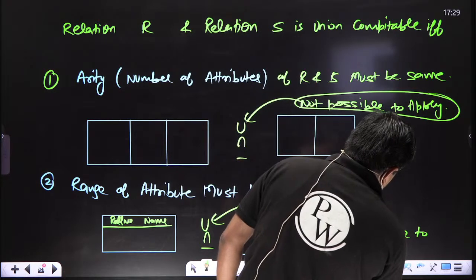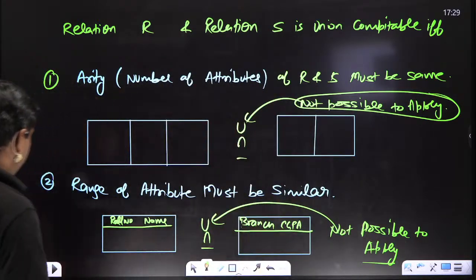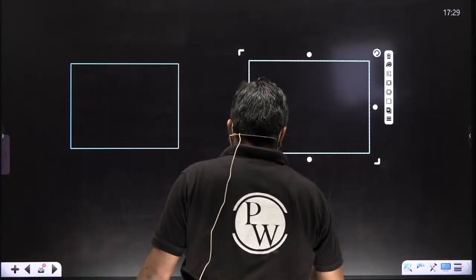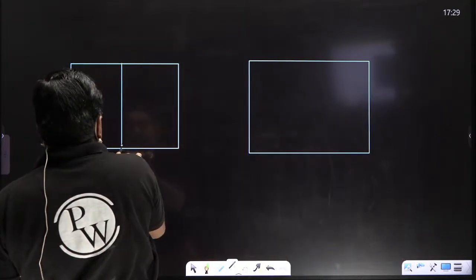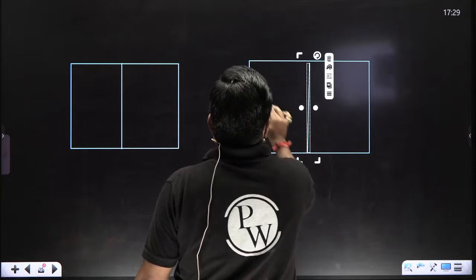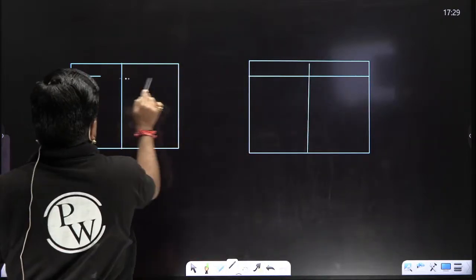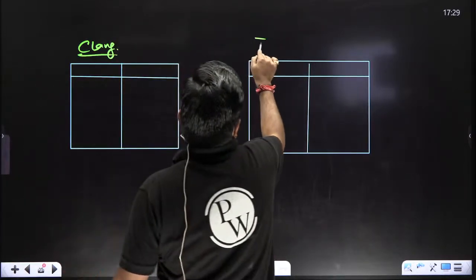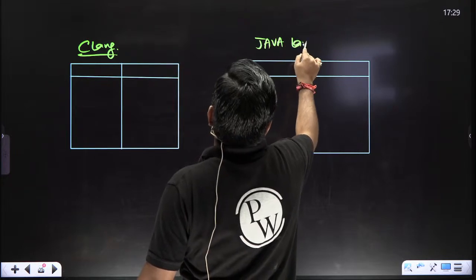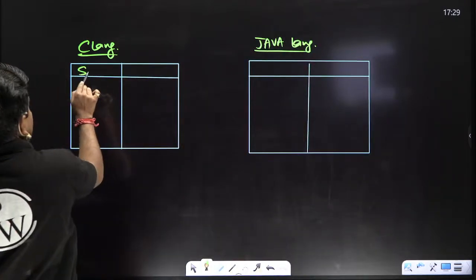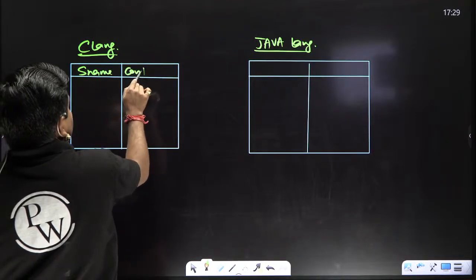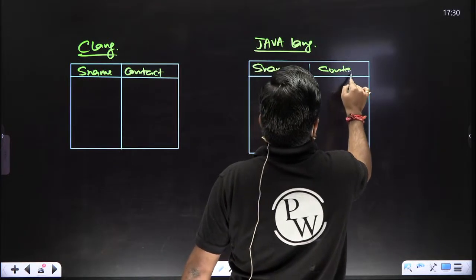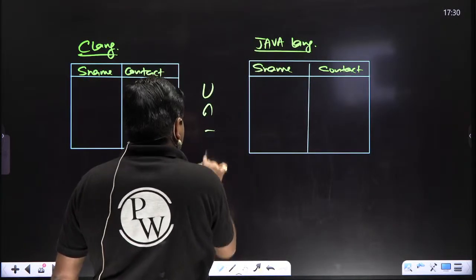So when will the set operators be applied? When the arity is the same and the range is similar. For example, you have a table. One table is the registration table for C language. Another table is for Java language. Here you have a student name and contact detail. Here you have a student name and contact detail. Now it is possible to apply.